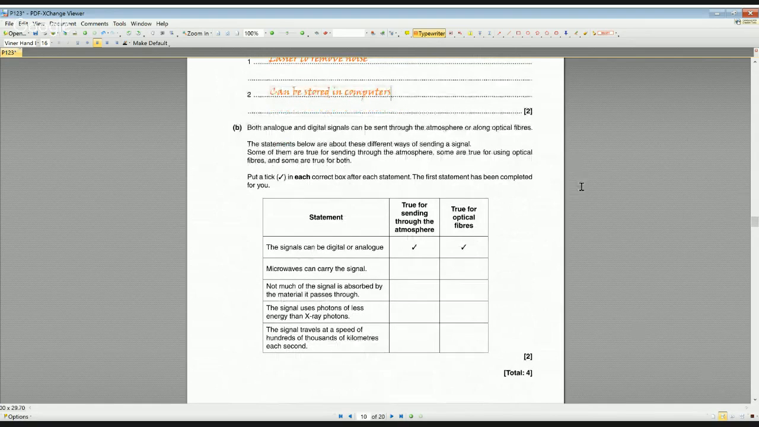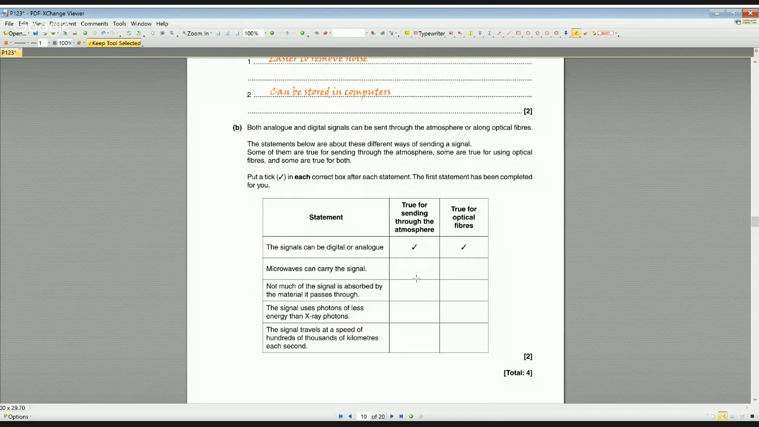Part B says both analog and digital signals can be sent through the atmosphere or along optical fibers. We've got some statements below about those 2 different ways of sending a signal. Some of them are true for both, some are true for one, and some for the other. Okay, so the first one, the signals can be digital or analog. Well, the question actually tells us that it's true for sending signals through the atmosphere. So, for example, beaming them for television or as radio waves or microwaves and mobile phones or up to satellites. Along optical fibers, that's the kind of thing that's used for broadband internet or cable television.